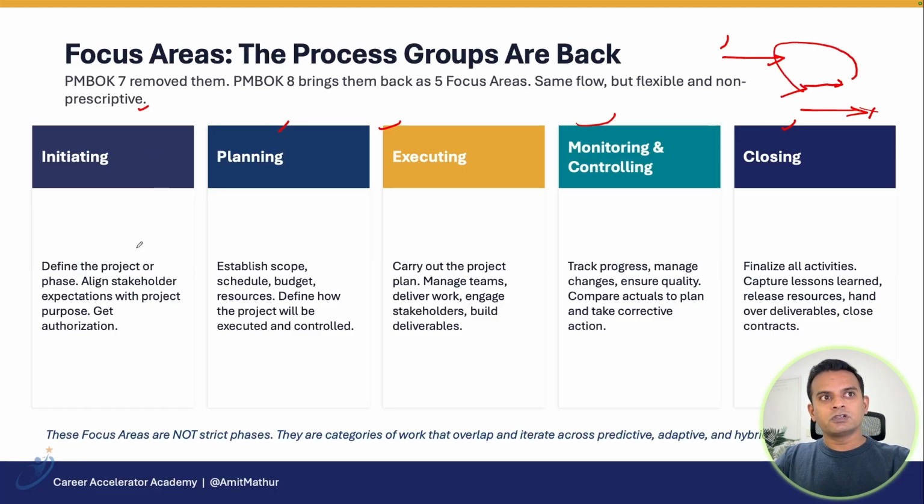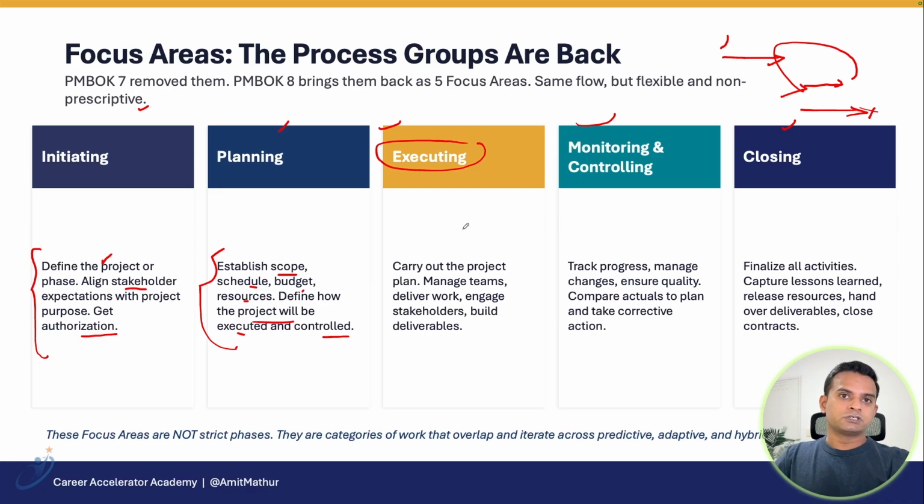In the initiation, you define the project charter, the first phase of the project, where you align the stakeholders' expectations of the project purpose and get the authorization. It's the phase when you assign a project manager to a project. Then we have the planning, in which we establish the scope, schedule, budget, resources, and define how the project will be executed and controlled. So it's like setting up the baseline of the project. Then comes the execution, where you're actually working on the project: how the activities are being managed, how the team is working day-to-day, how you manage the teams, deliver and work on the activities, and submit the deliverables.